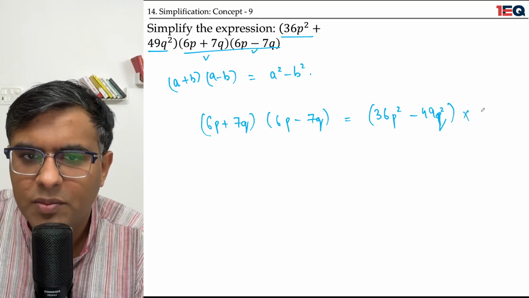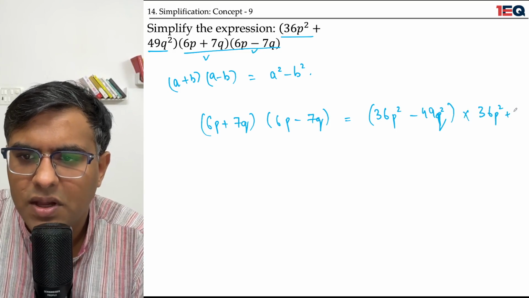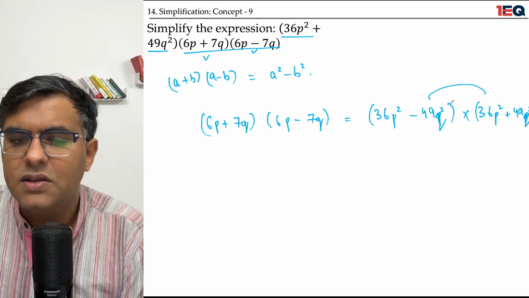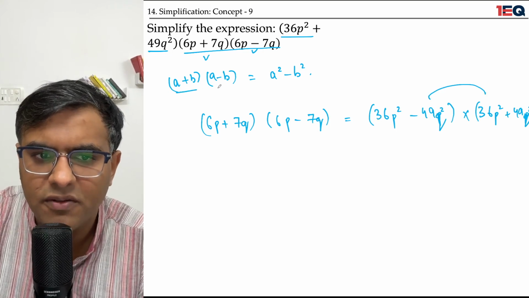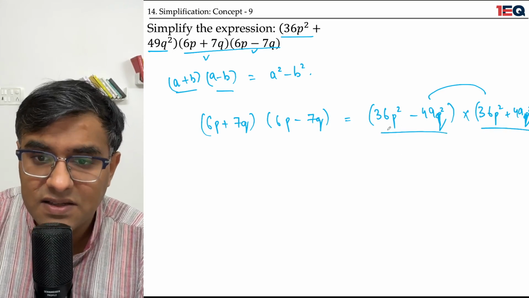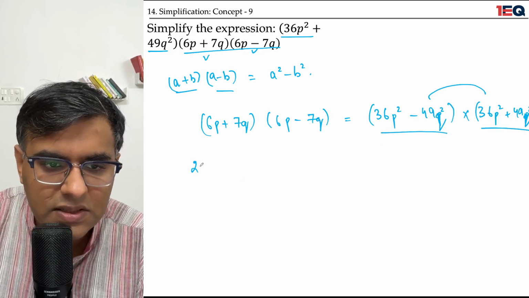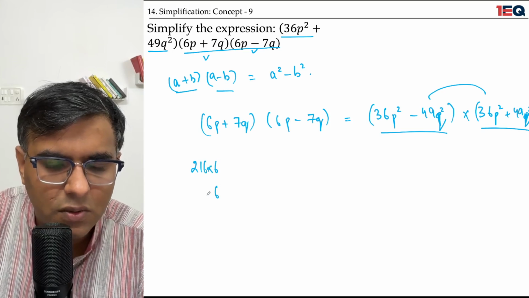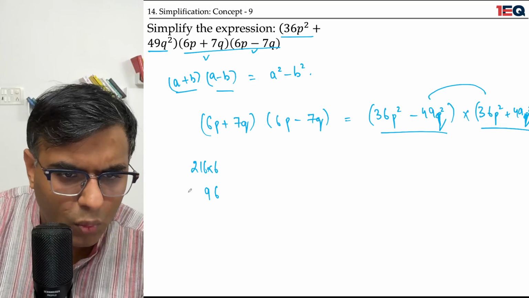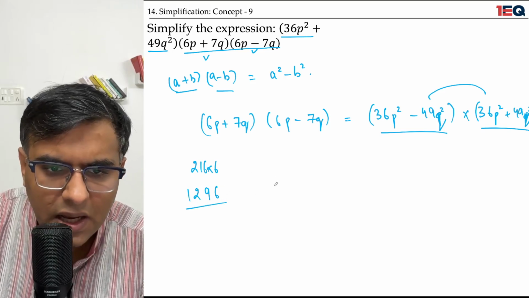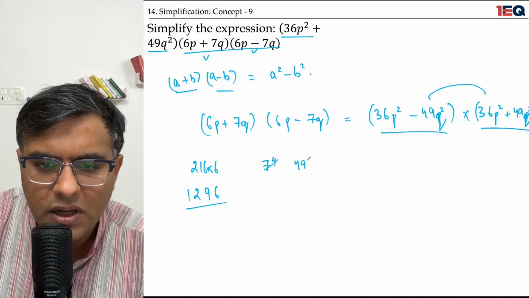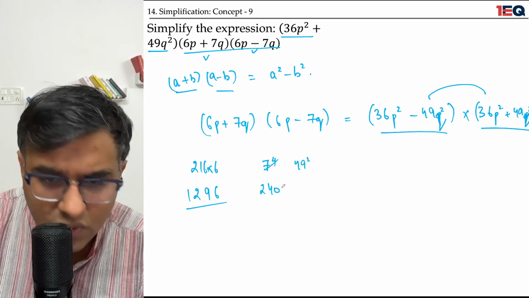We are done with the last two terms. Now this output needs to be multiplied by 36p square plus 49q square. When these two are again multiplied, I would be employing the same formula of a plus b into a minus b. Here is the term of plus and here is the term of minus. So 36 square would come out as 216 multiplied by 6, which is equal to 1896, if I'm not wrong. No, 1296. Okay, 1296. And the power of 4 for 7, or simply 49 square, would come as 2401.